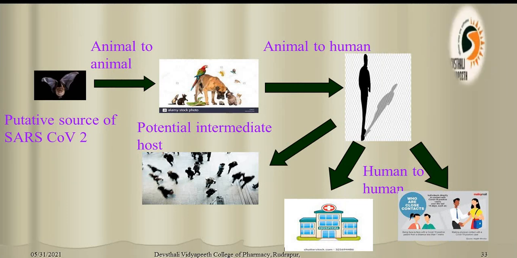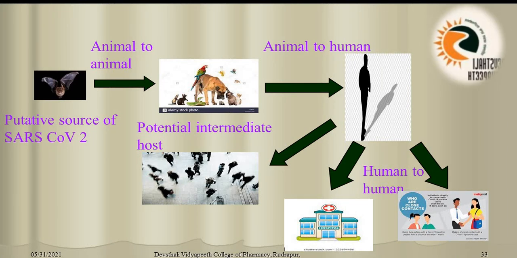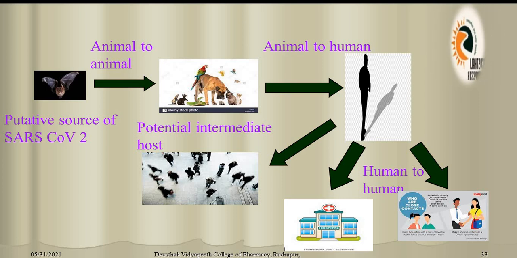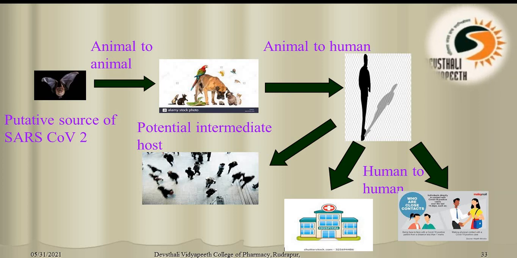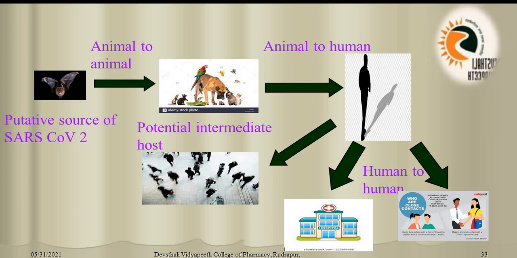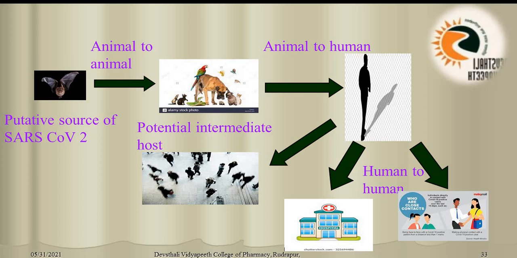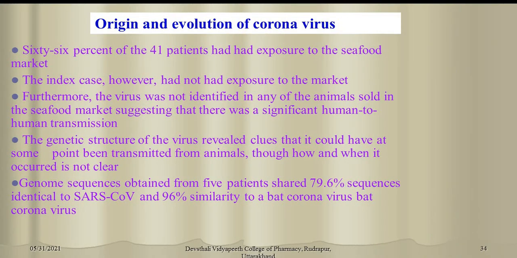So if we look into the transmission of SARS-CoV-2, the putative source has been, as studies have shown till now, of bat origin, and then animal to animal transmission. The potential intermediate host is still unknown, and the animal has transmitted the disease to humans, and human transmissions were recorded in crowded places, in hospitals, and also when there is close contact between two individuals.